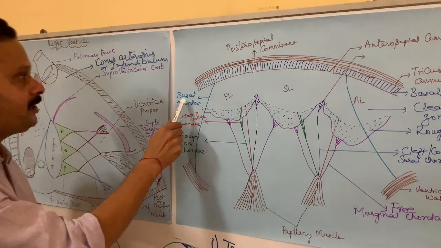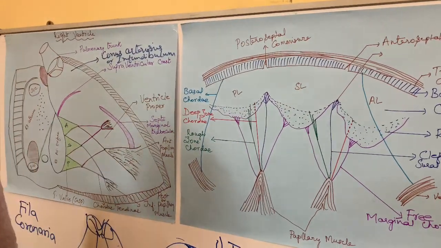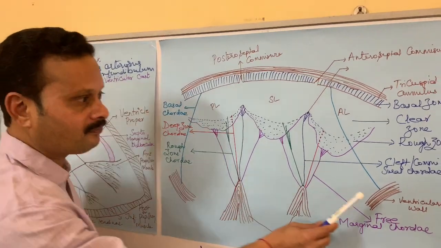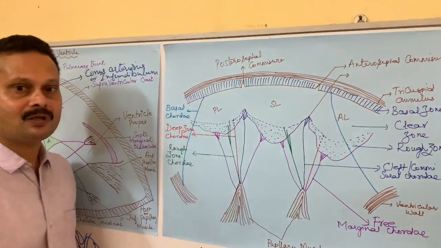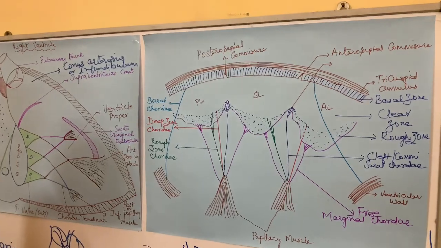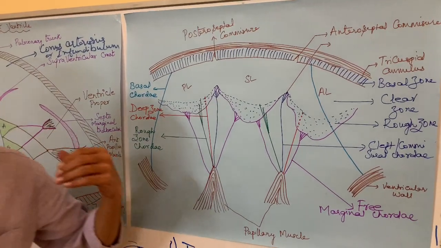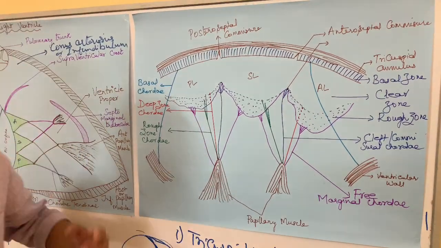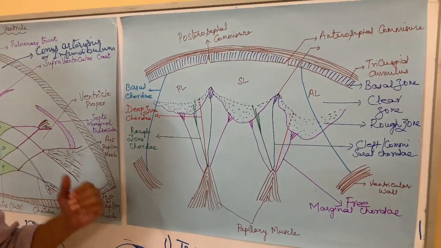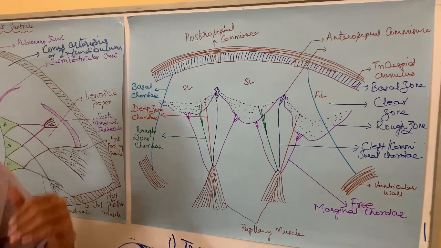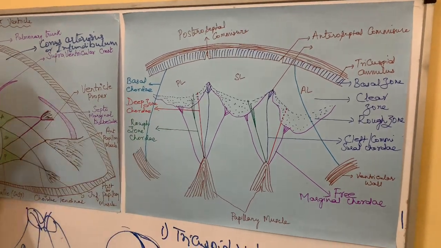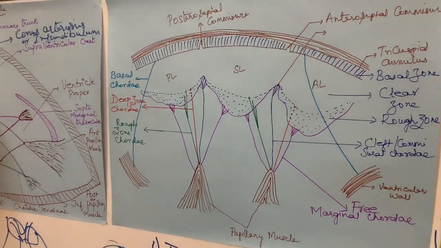And the last one, basal chordae, we have already talked about it, which extends from the ventricular walls to the basal zone of the leaflet. So these are the different types of the chordae: commissural or cleft chordae, free marginal chordae, rough zone chordae, deep zone chordae, basal zone chordae. All these are the chordae tendineae.